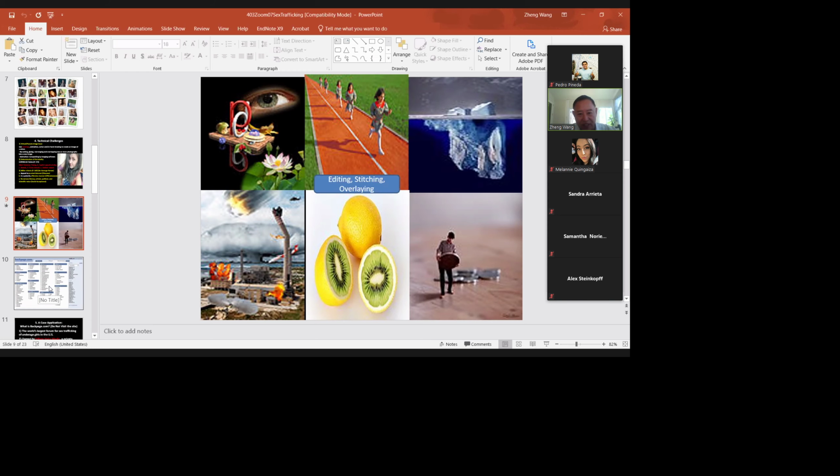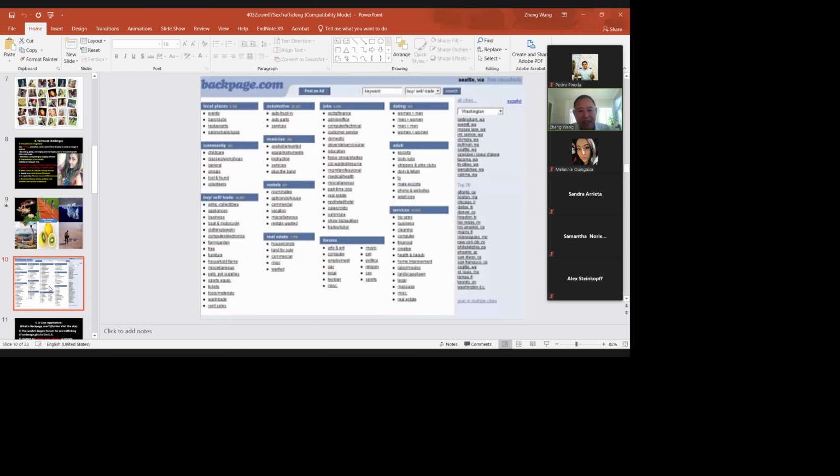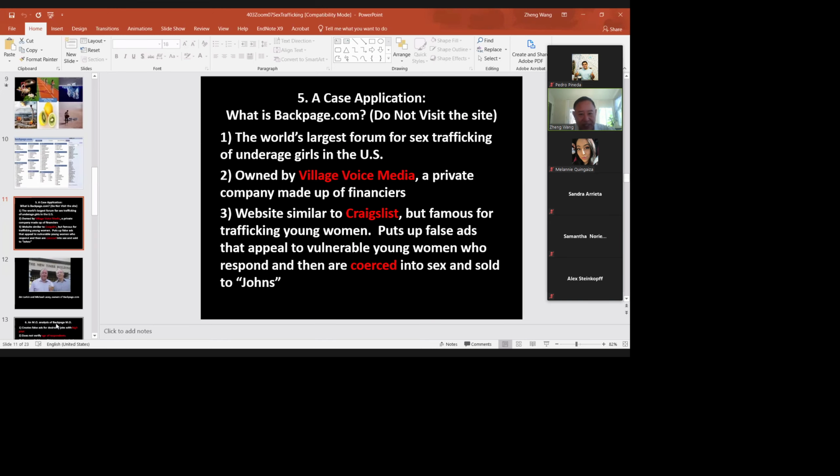So these are things. This is backpage.com. Don't go there, you just need to know it, because then your IP address will be recorded. So understand, this is a thing. Case analysis for backpage.com. Do not visit the site. It's the world's largest platform for sex trafficking of underage girls in the United States, meaning the victims are all underage girls being trafficked into the United States.